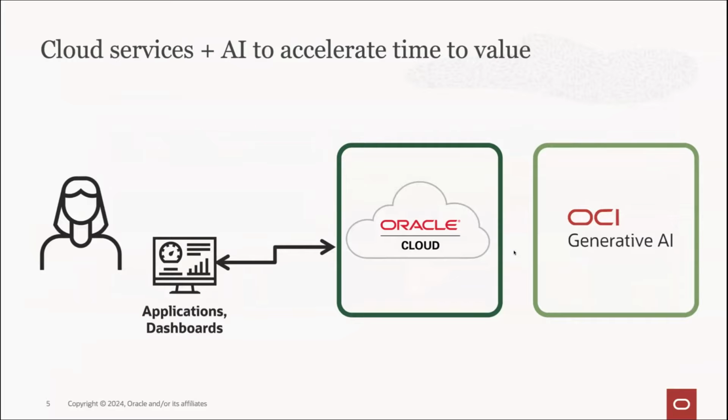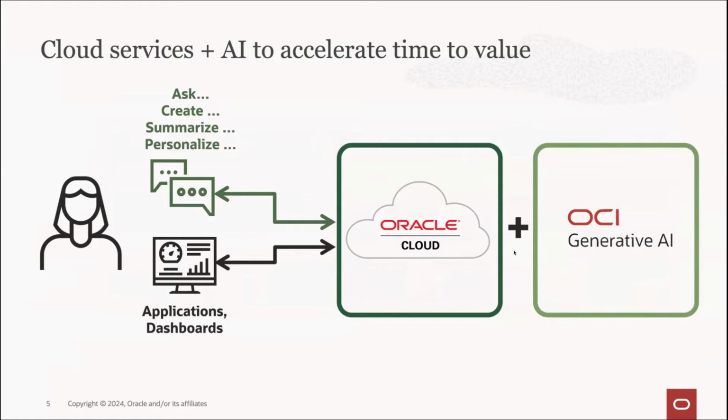What are the advantages of using cloud services that are powered by GenAI capabilities? In this case, if you have an Oracle Cloud service, like, for example, Autonomous Database, and you combine it with OCI generative technology, you enable scenarios where you can ask, create, summarize information, personalize your information, or create applications and dashboards just by using natural language. So this is a very, very powerful thing.